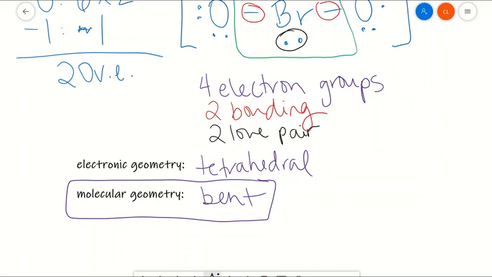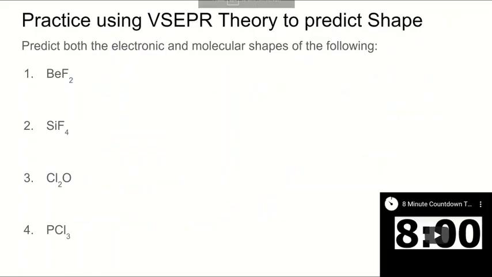All right, so now that you know how to draw Lewis structures, how to use VSEPR theory to predict 3-dimensional shape, I want you to go ahead and work on some practice problems. So this is also on your handout. I want you to go ahead and hit the pause button and see if you can work all of these out. And I want you to predict both the electronic and molecular shapes of the following. Okay, so pause and come back.